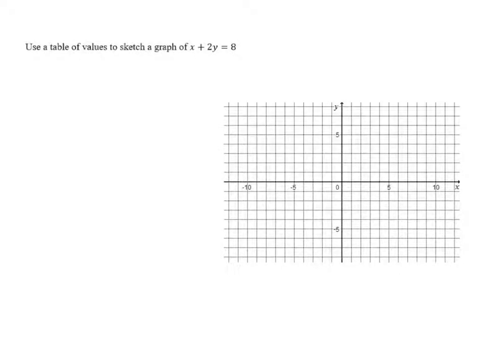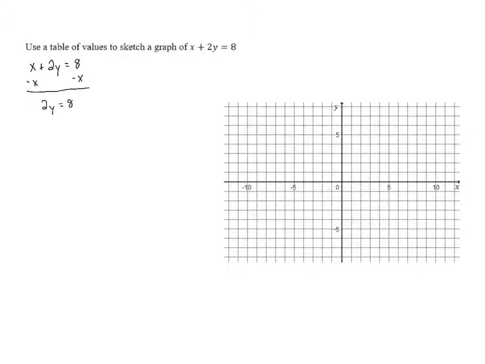Use a table of values to sketch a graph of x plus 2y equals 8. Again, we're going to have to isolate y on one side of the equation. So let's do that first. x plus 2y equals 8. We need to get the y alone, so we're going to subtract x from both sides.